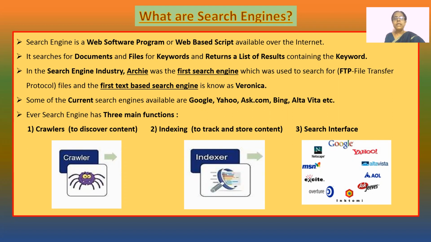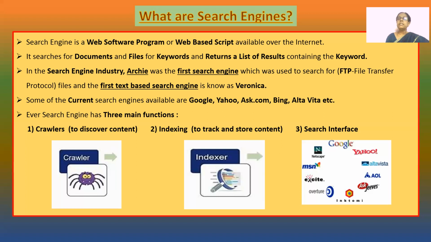Now you have many types of search engines available on the web or on the internet. These search engines are Google, Yahoo, Ask.com, Bing, Alta Vista, and many more. And what is the function of these search engines? They have three main functions. The first one is called the crawler. It starts discovering the different contents depending upon your keyword.